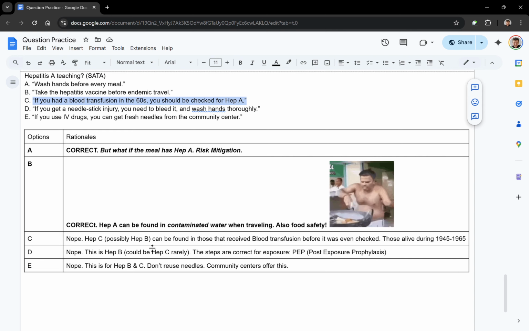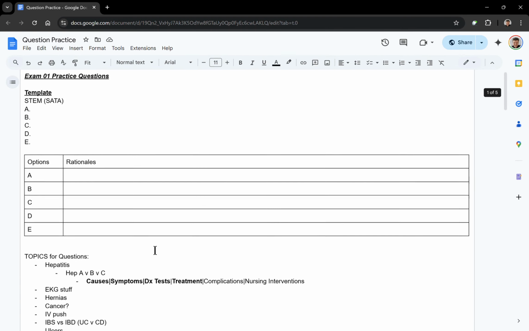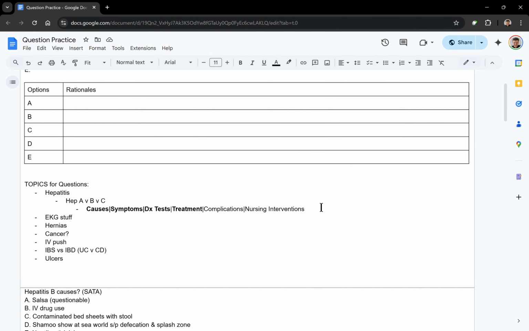Okay, does that make sense for nurse interventions? Yes. All right, so that took about 50 minutes, but we did a good amount of questions. Okay, do you still want to do EKG stuff and other things? What do you want to look at?